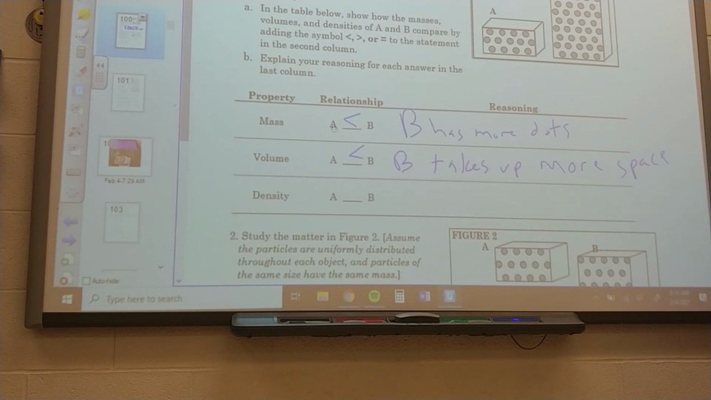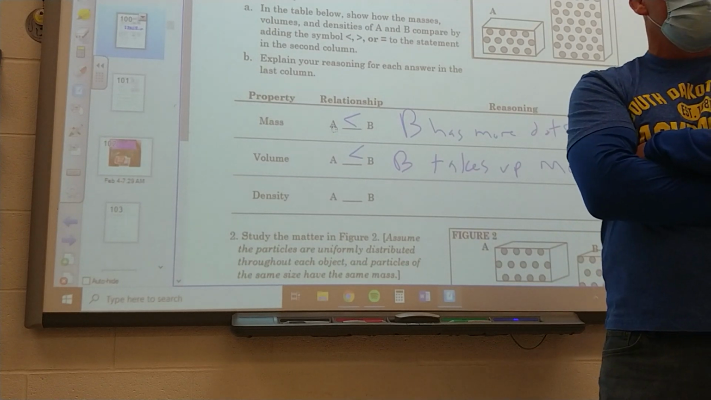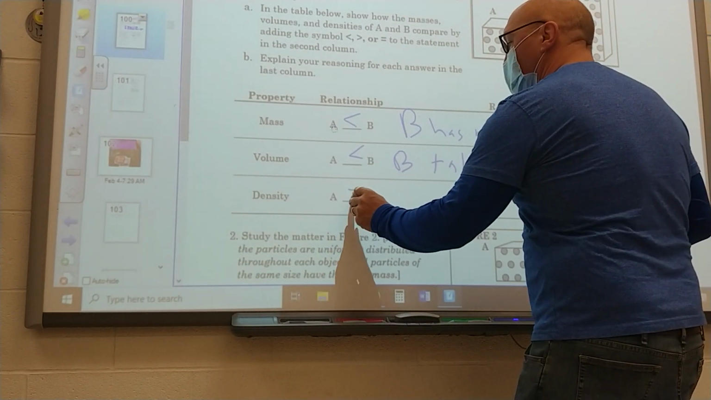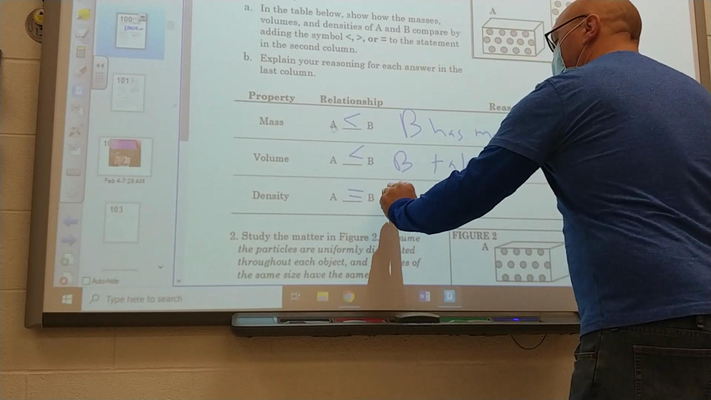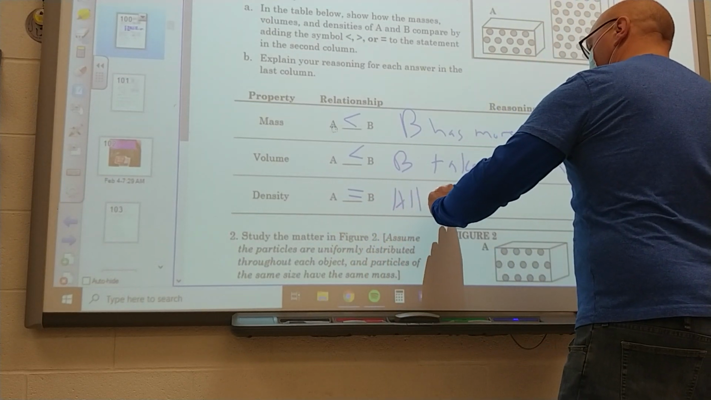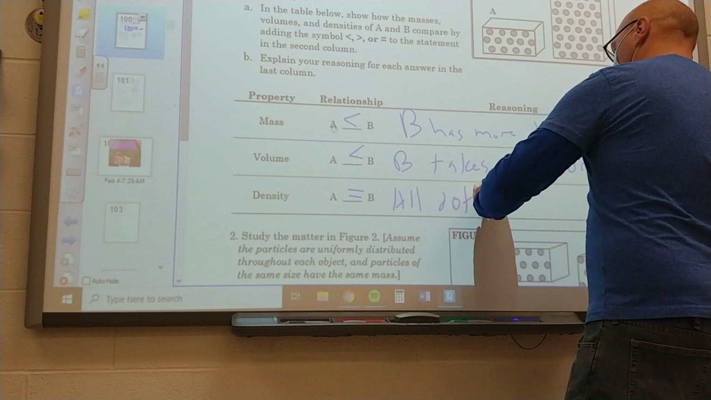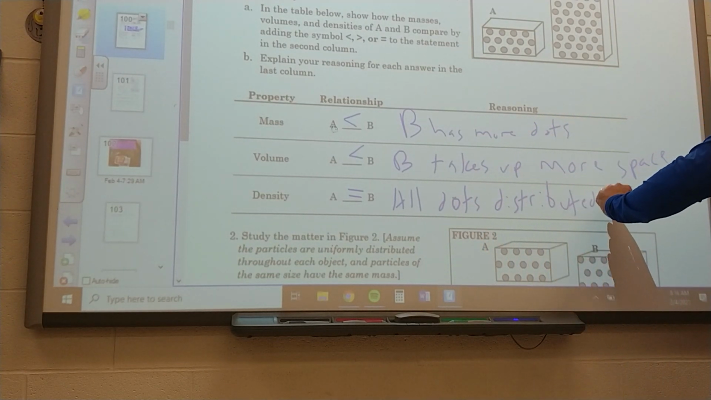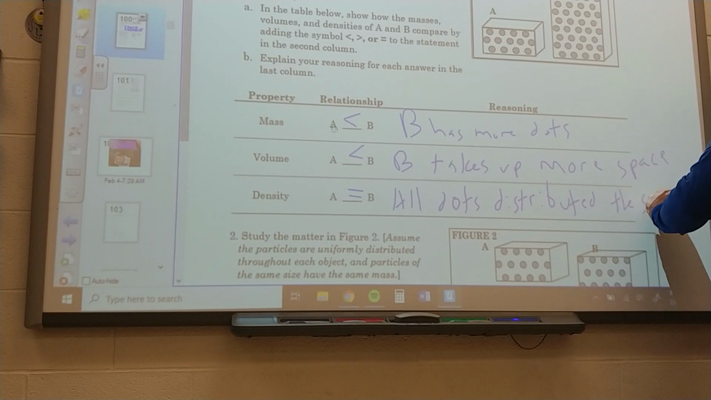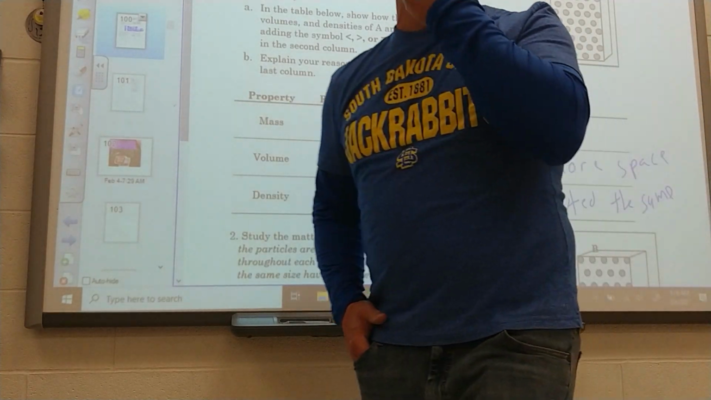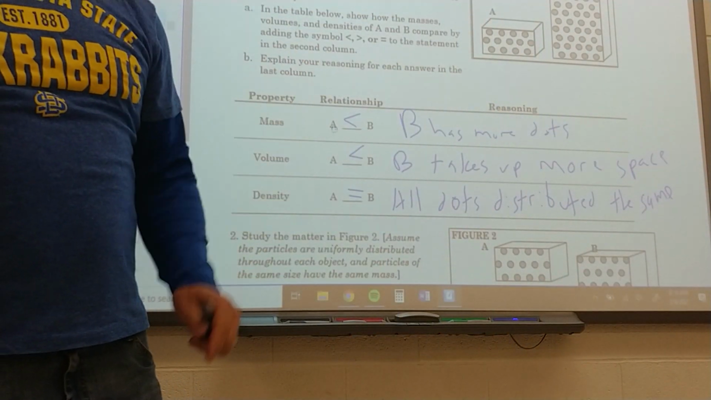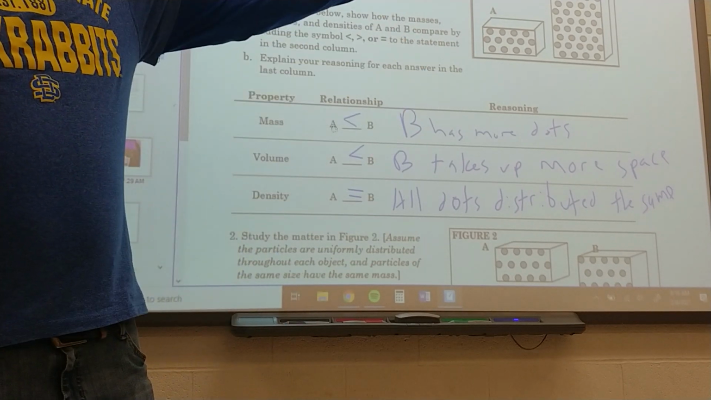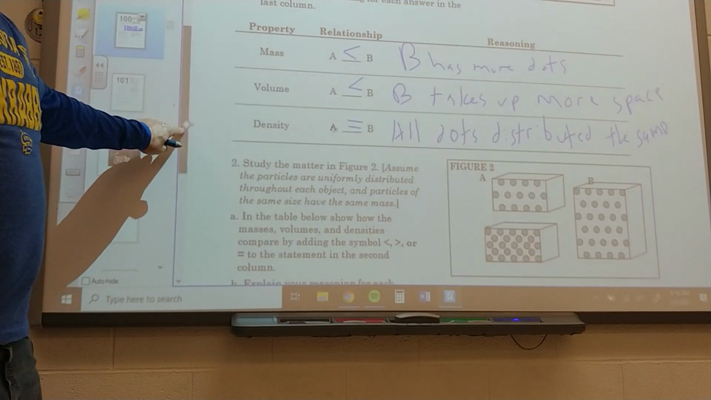What'd you say for the density of A versus B? Yeah, that they are equal density. All dots distributed the same. No calculations needed. This is a concept. That concept of density is a ratio of mass to volume, but since they are all equally arranged, we're good. On to the next ones.